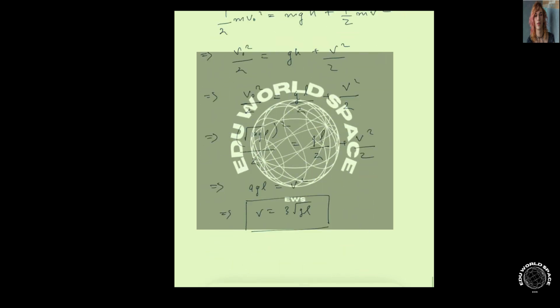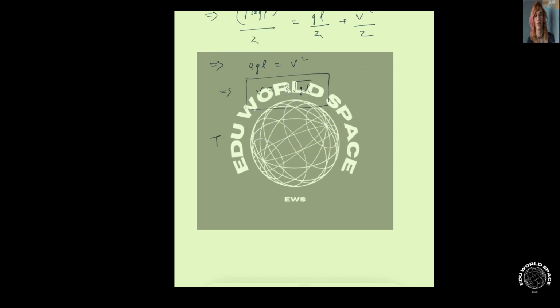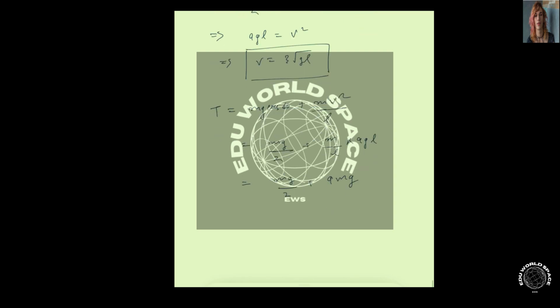Now we have found the value of v, therefore we will find the value of tension, equal to mg cos 60 plus mv squared by L, equal to mg by 2 plus m by L into 9gL, equal to mg by 2 plus 9mg, which is equal to 19 by 2 mg. So this is the answer.